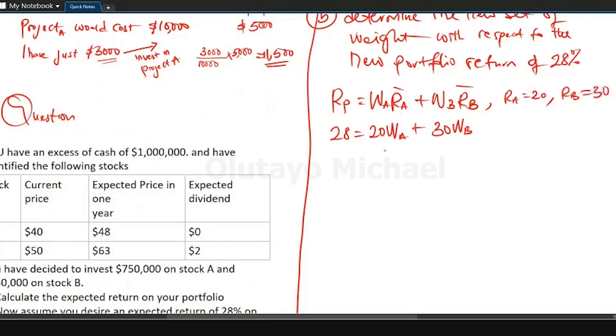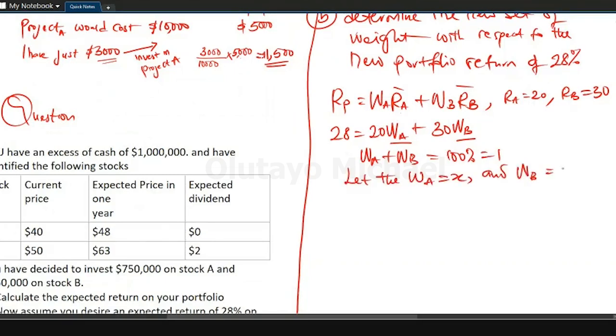Since we do not know WA and WB, the weight of A and weight of B, we come back to the understanding that the weight of A plus weight of B equals 100%, which equals 1. So let the weight of A equal X, and that of B will be equal to 1 minus X. That means since the weight of A is X plus weight of B equals 1, this goes out there and becomes minus X.